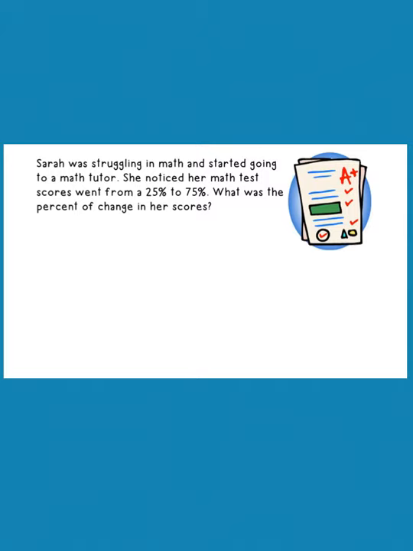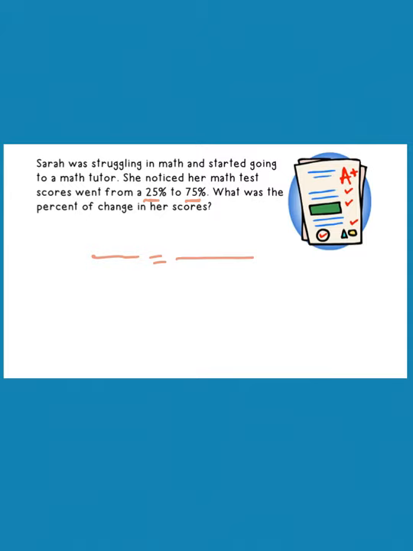Sarah was struggling in math and started going to a math tutor named Mrs. Schuler, who was cooler because Schuler is cooler. She noticed her math test scores went from a 25% to a 75%. What was the percent of change in her scores? Now, this one can be a little bit confusing because we have a percent and a percent, and we want to know a percent, but her grade is basically a 25 and then a 75. So we need to make sure we don't just say, oh, I know what that is.